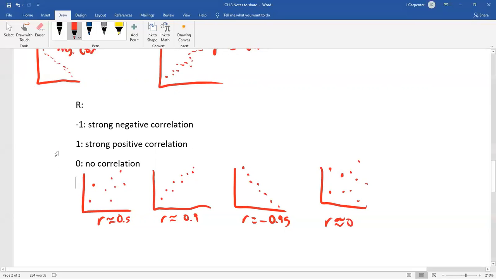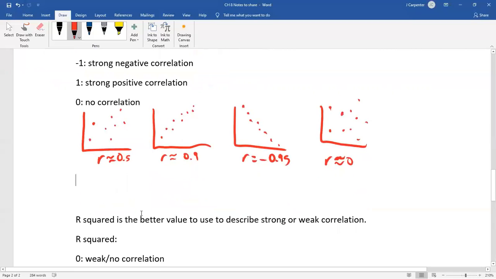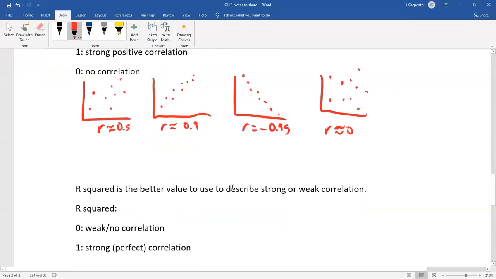So again, the only real useful side of r is you get a sign, and that sign tells you the slope, whether it points up or points down as you move right. The 0.5, the 0.9, the 0.95, and the 0 don't tell me that well how well the data correlates. I'm going to get this percentage statement, and these don't link to it. It's r squared that's linked to it. So r squared is the better value to use to describe weak or strong correlation.